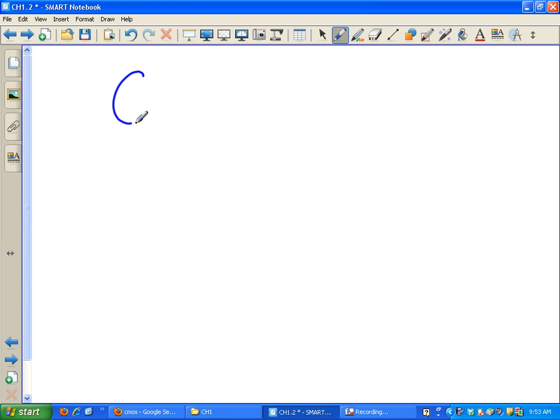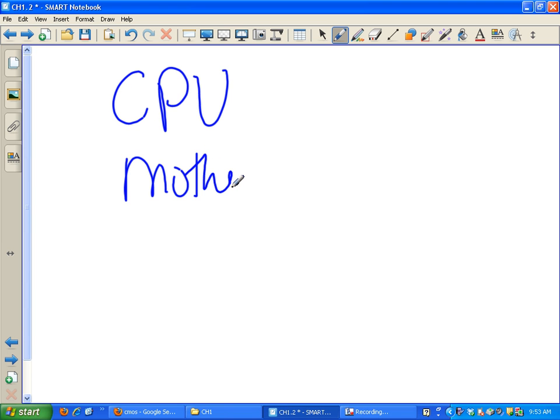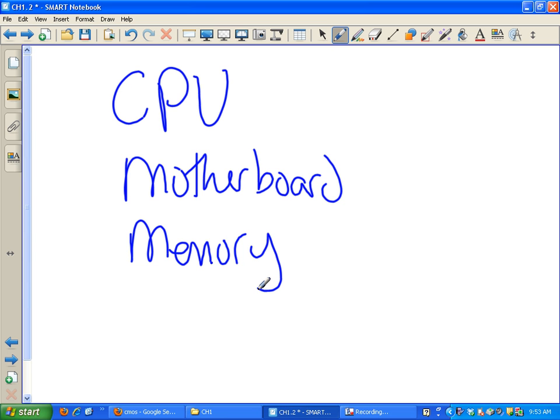I got to have a CPU. I got to have a motherboard. And I got to have memory. Those are the only three things that I have to have. And if I don't have those three things, I don't get anything out of the computer. And I'm kind of lying to say that.